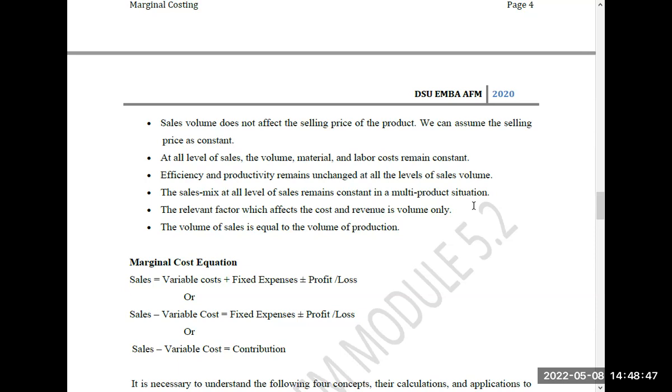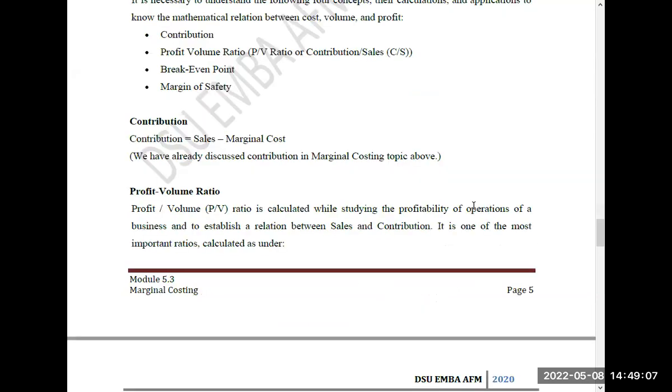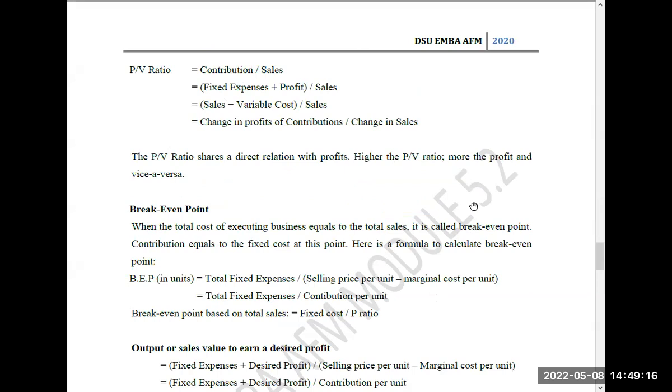Sales minus variable cost is called contribution. Sales minus VC is called contribution. Contribution should be equal to fixed cost plus profit, or fixed cost minus loss. Okay. The next one, sales minus variable cost equal to contribution, that we already know. Now, how do we calculate the break-even point? This already we studied: PV ratio is equal to contribution by sales into 100. Okay. So break-even point in units is equal to total fixed cost divided by contribution per unit. This is nothing but contribution per unit. Don't worry about this. Selling price per unit minus marginal cost per unit is equal to what we can call this?